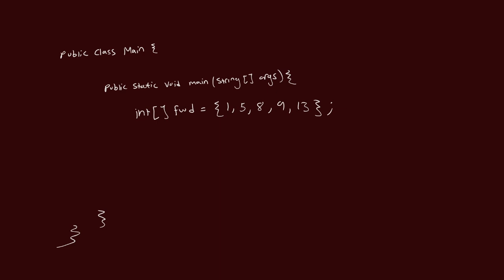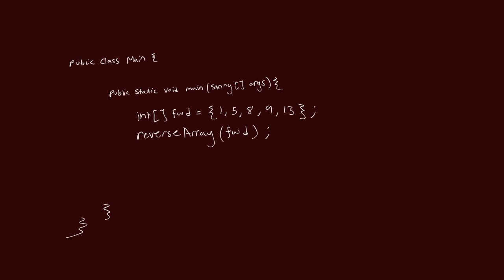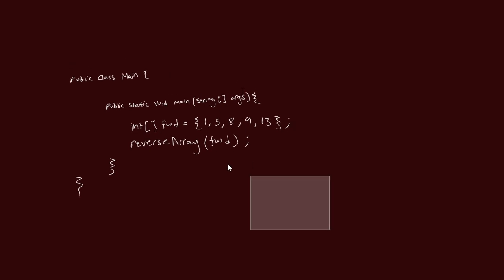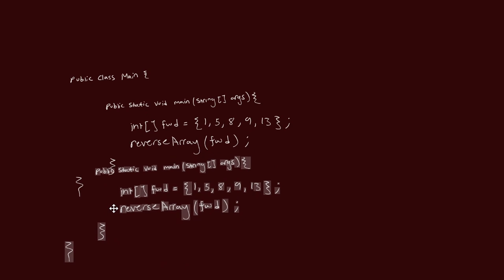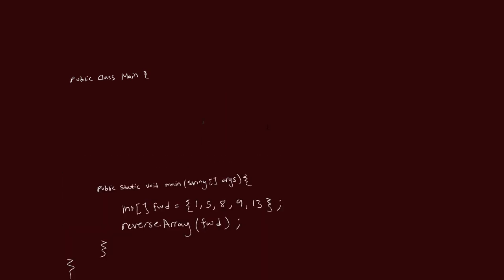Now we're going to call a method called reverse. All right. So actually, let's call it reverse array. And reverse array, we're going to pass in fwd. All right. Now, pretty much what reverse array is going to do is reverse the array. So let's set up our method: public static.